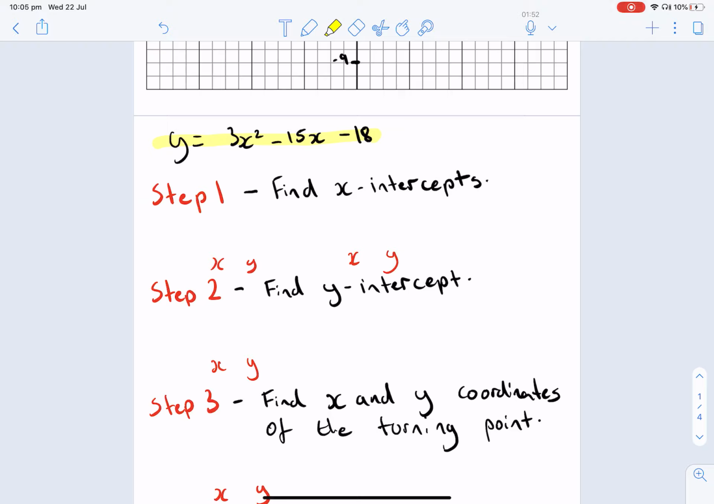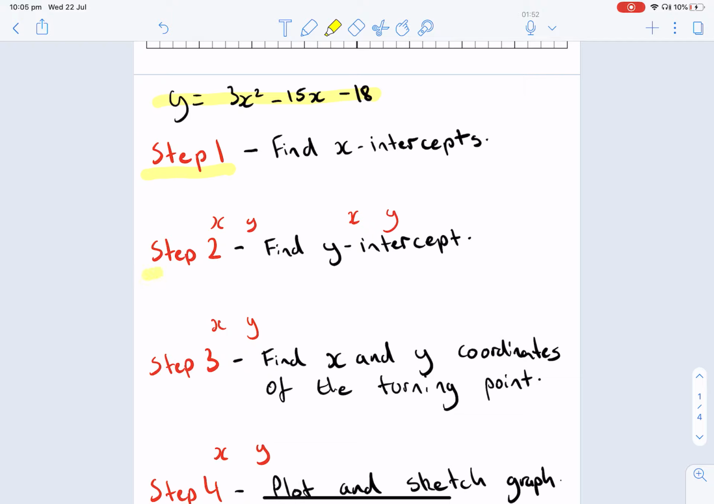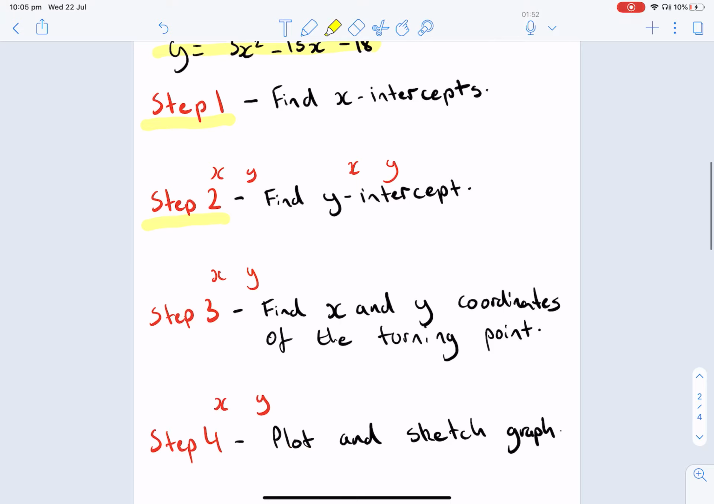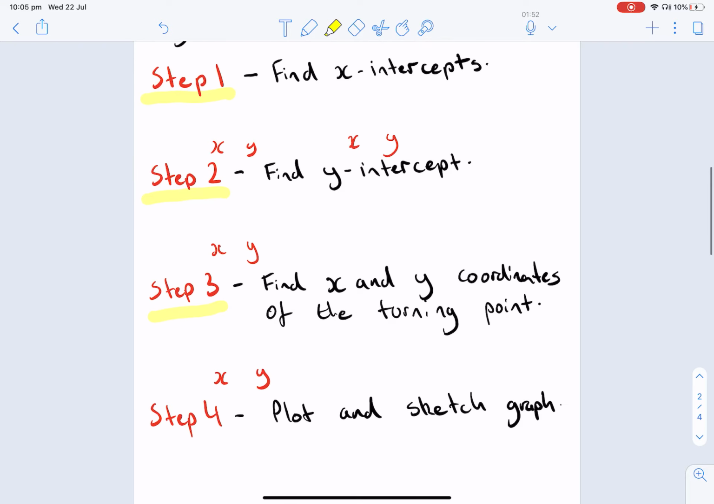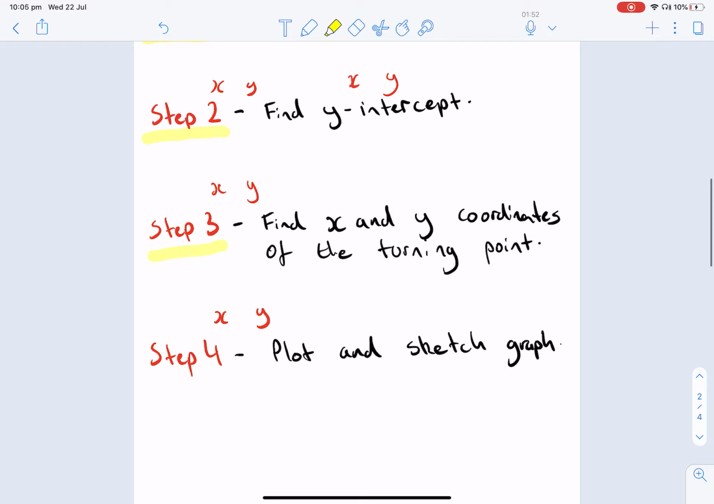Step 1, we're going to find the x-intercepts. Step 2, find the y-intercept. Step 3, find the x and y coordinates of the turning point. Step 4, once we have all those points, we can plot and sketch our graph.